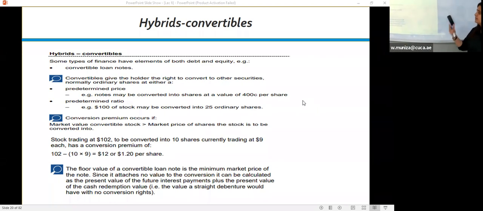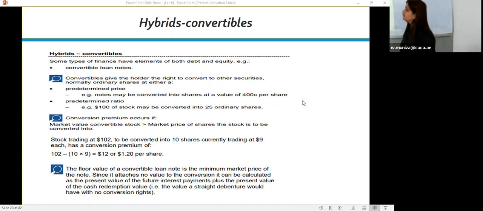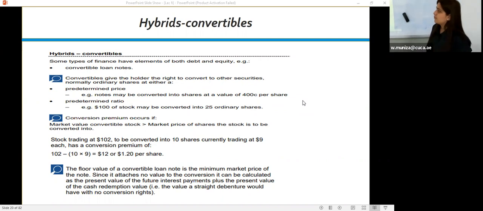Now, my dear students, when convertibles are issued, a conversion premium can also occur. What is a conversion premium? At the time of conversion, the benefit being taken is known as a conversion premium, which happens if the market value of the convertible stock is more than the market price of the shares the stock is to be converted into. They have given an example: stock trading at 102 to be converted into 10 shares currently trading at 9 each has a conversion premium of 102 minus 10 times 9, that is $12, which is the conversion premium.